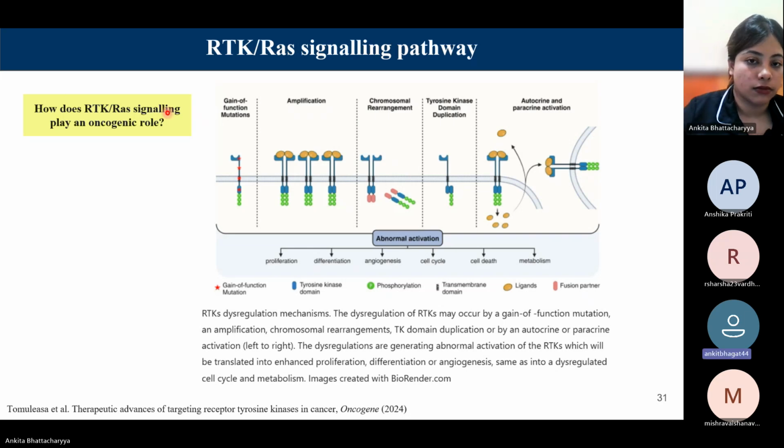Ma'am, this dysregulation mechanism can also happen in other signaling pathways. Yes, definitely. But some of them are actually unique to the RTK pathway. Like, for example, tyrosine kinase duplication. The domain duplication itself is good enough.